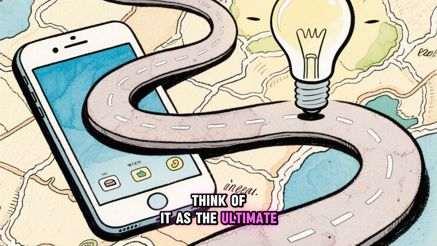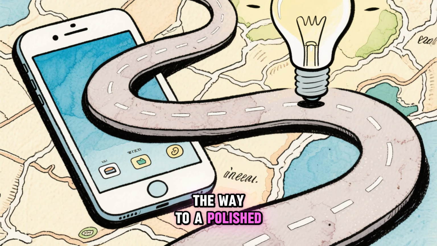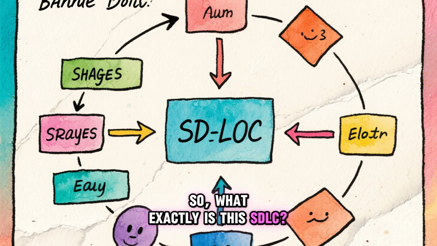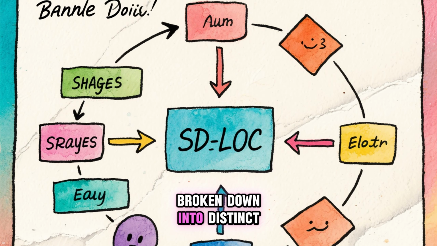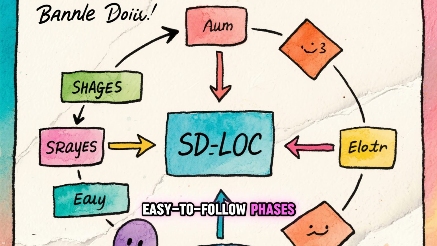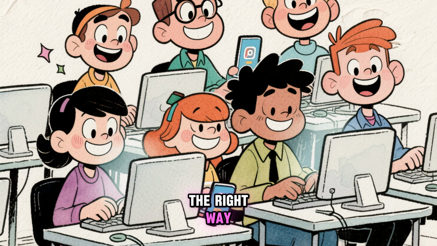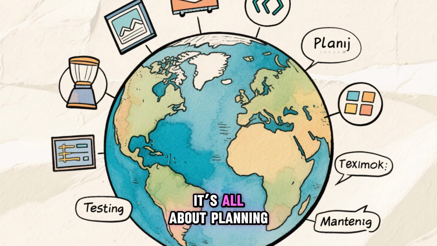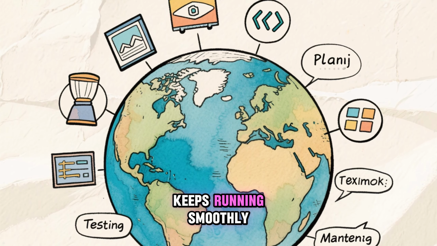Think of it as the ultimate roadmap that guides us from a brilliant idea all the way to a polished, working piece of software. So, what exactly is this SDLC? It's a structured approach to building software broken down into distinct, easy-to-follow phases. This framework ensures we're building the right thing, the right way, and creating something people will actually love to use. It's all about planning, creating, testing, and then making sure it keeps running smoothly.